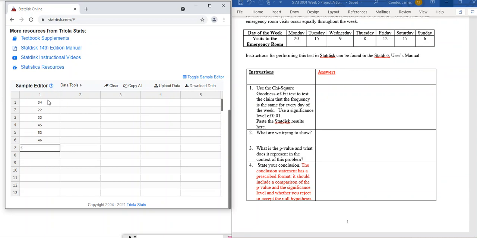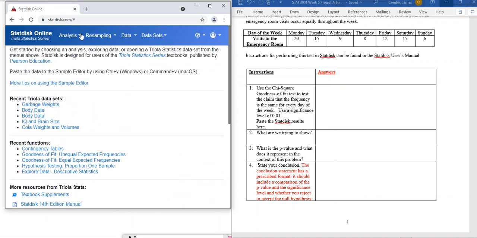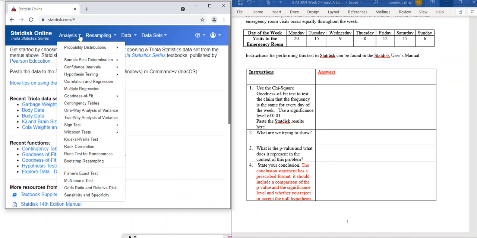I'll make up, that's 7 days of the week, right? So Monday, Tuesday, Wednesday, Thursday, Friday, Saturday, Sunday. Now for you, you would put in 20, 15, then 9, 8, 12, 15, and 6, right? So you put these days of the week in up and down, just like this. Monday's count, Tuesday's count, Wednesday, Thursday, Friday. Okay, good. So we got every day. And then simply I'm going to go to analysis, goodness of fit, equal frequencies, right?